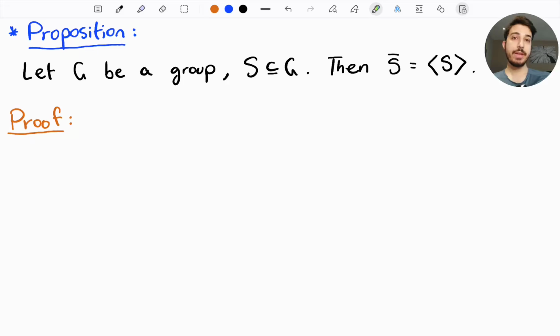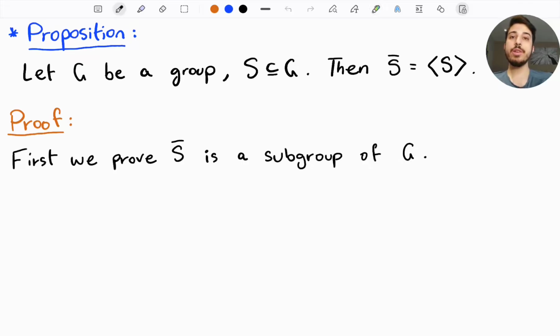Okay, now that S bar is well defined, we want to link it back to our original definition of the subgroup generated by S. This is exactly what the proposition claims. Let G be a group, S a subset of G, then we have that S bar is equal to the subgroup generated by S. Let's get down to the proof. Okay, to prove this proposition, we'd like to say that S bar is also a subgroup of G, the same way that the subgroup generated by S is a subgroup of G.